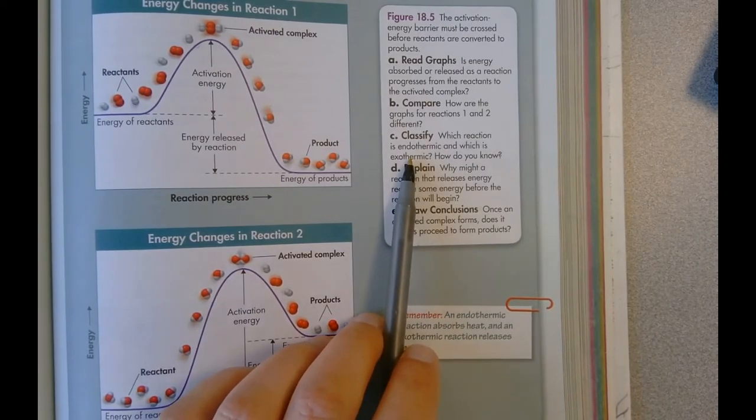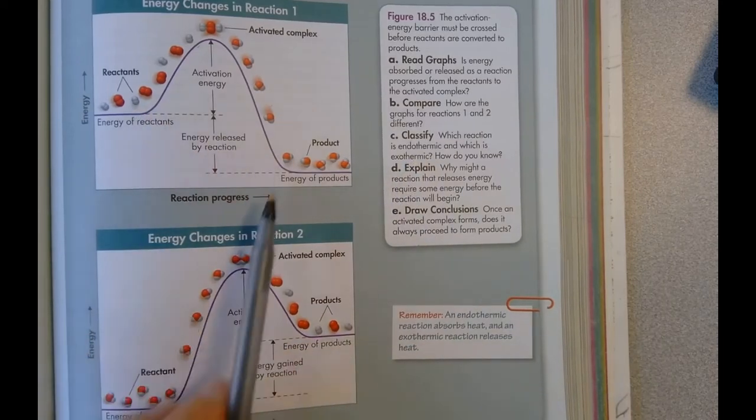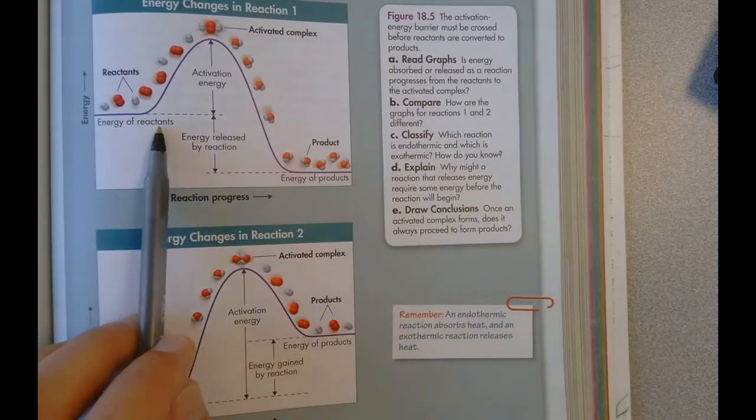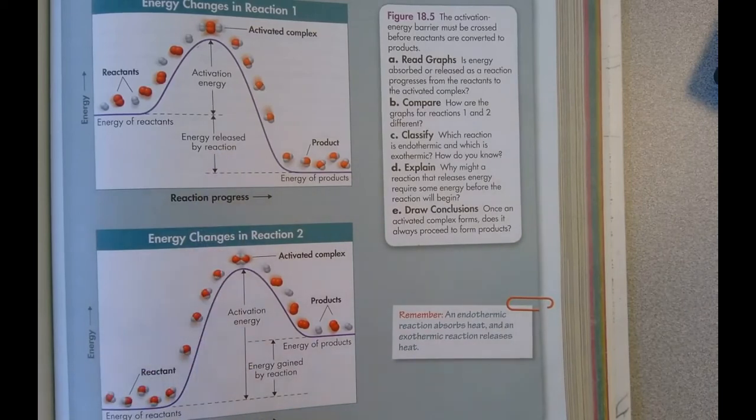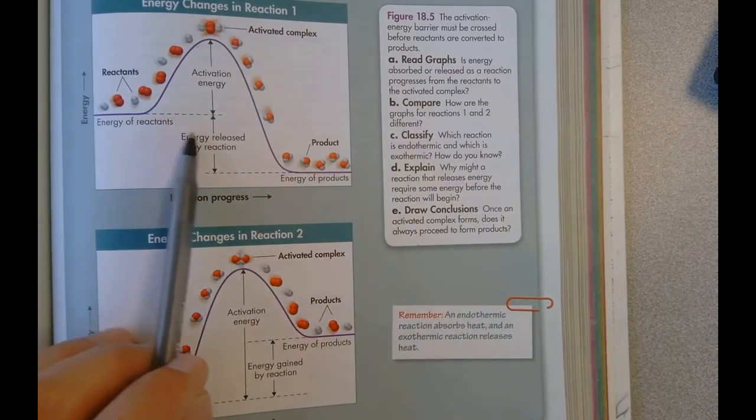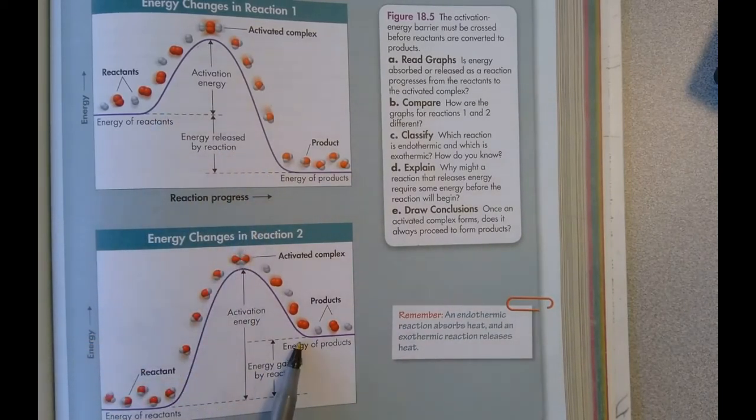Classify, I just did C. Exothermic, endothermic. And I know that because overall it released energy, overall it gained energy. So this would be a negative delta H. This would be a positive delta H.